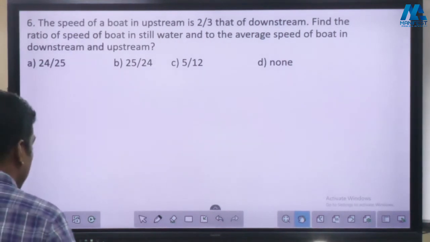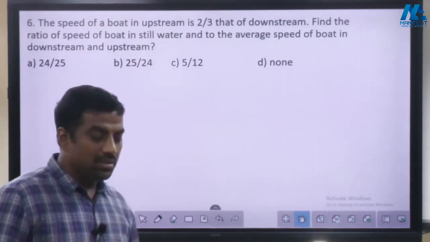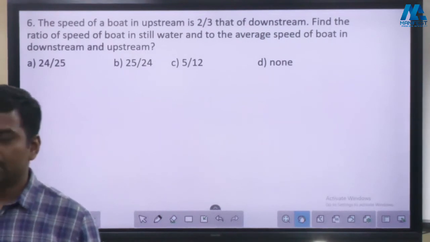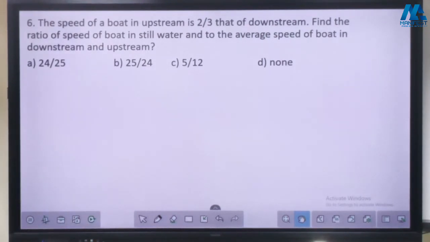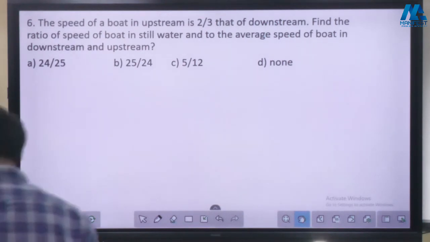Speed of the boat in the upstream is B minus S. Speed of the boat in the downstream is B plus S. How do you write the equation? B minus S is equal to 2/3 of (B plus S).